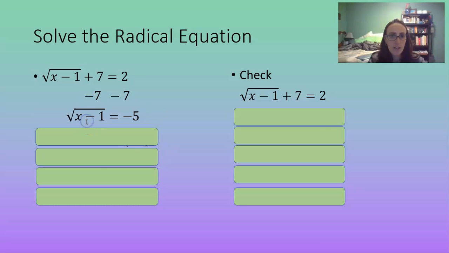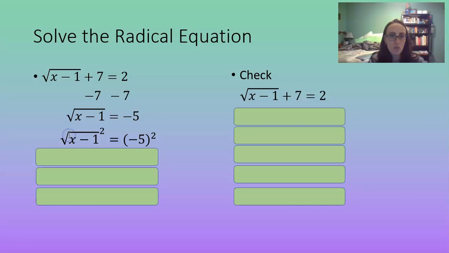I undo a plus 7 by subtracting 7 on both sides. When I subtract 7 on both sides, that leaves me with my radical of the square root of x minus 1 equals negative 5, because 2 minus 7 is negative 5. Now, to undo my radical, to make that go away, I want to multiply both sides of my equal sign by whatever my index is of this radical. So when I don't see an index written, I know that means that it's an index of 2.